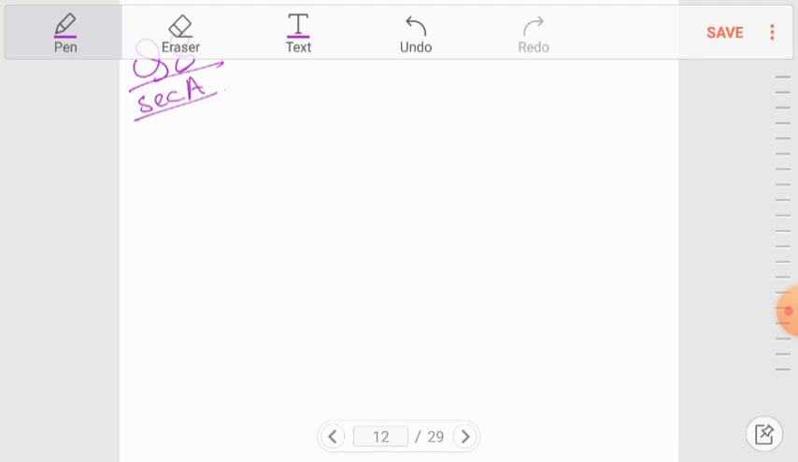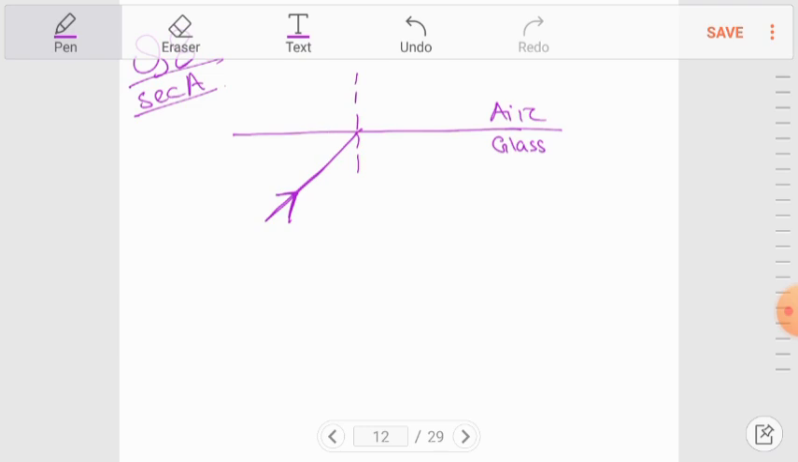Here the diagram would look something like this. This is the glass and this is the air, and the light is traveling from glass and striking the glass-air barrier with an angle of incidence that changes for a certain period. This is the light striking the boundary, and option A for question number 8 says the angle of incidence is 40 degrees.